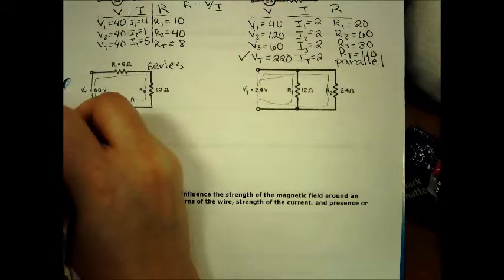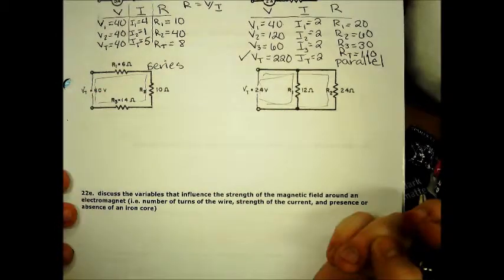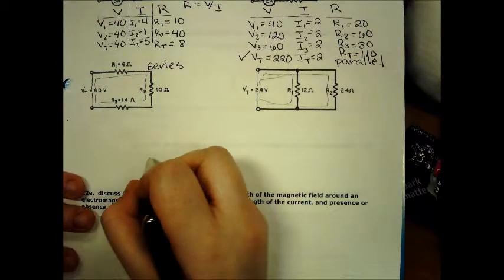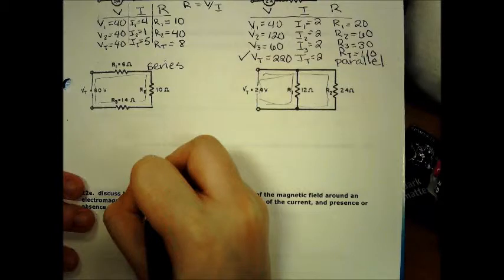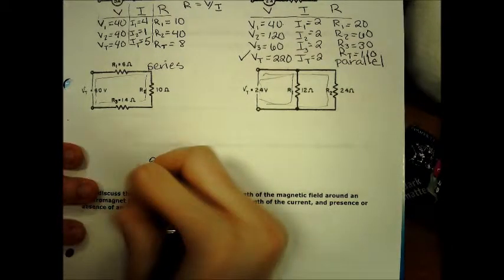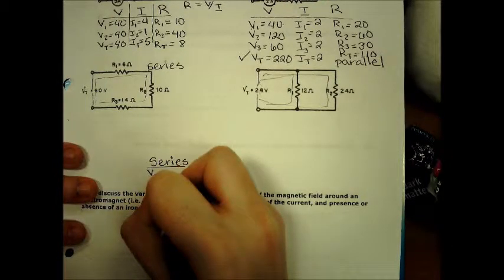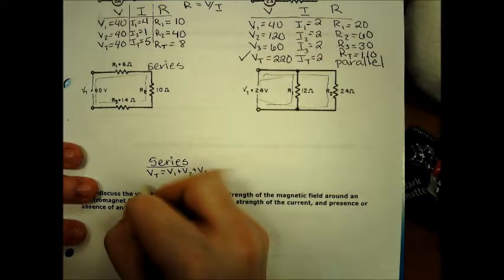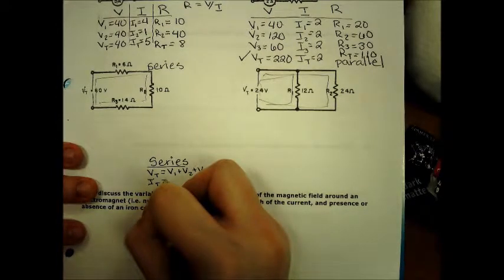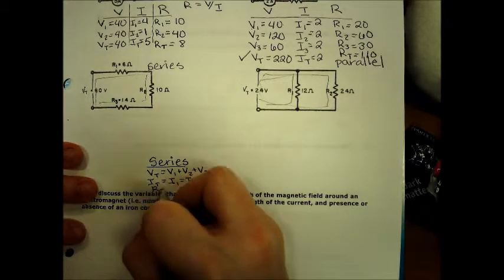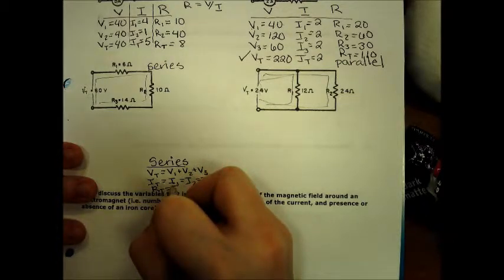Now we have another series circuit, so we're just going to do the same kinds of stuff again. While I'm thinking about it, again, this is on the formula sheet, but I probably should have written this down before I started working these. For series circuits, V adds up, I stays the same, and resistance adds up.